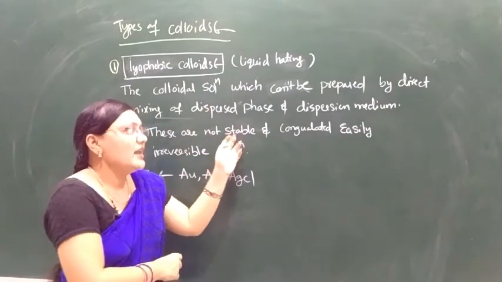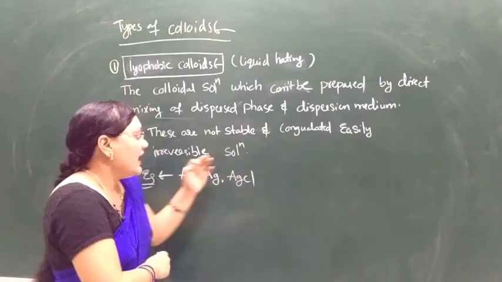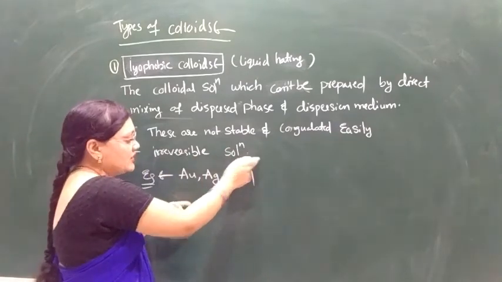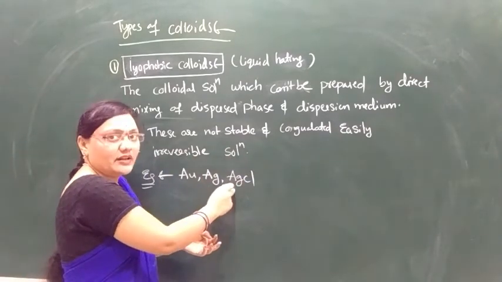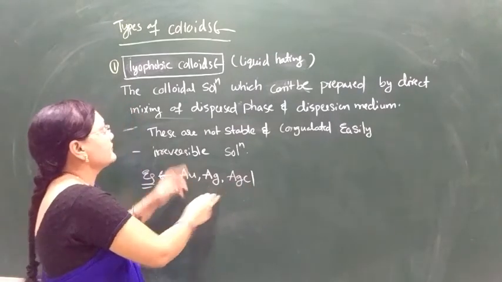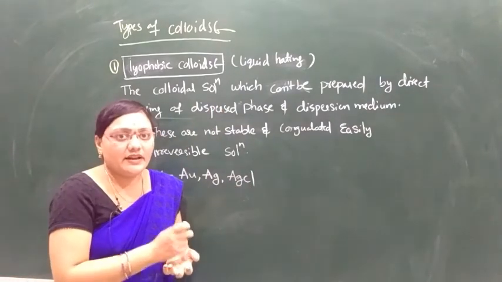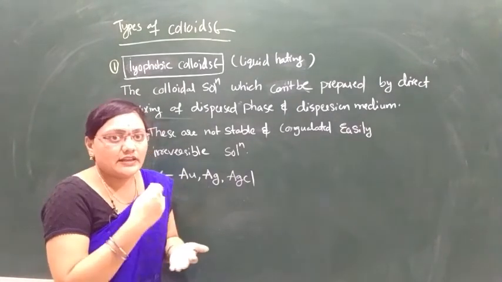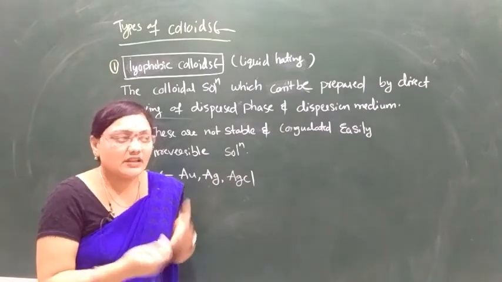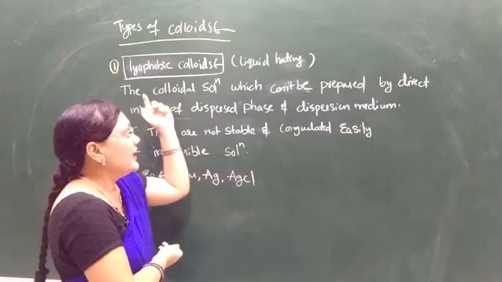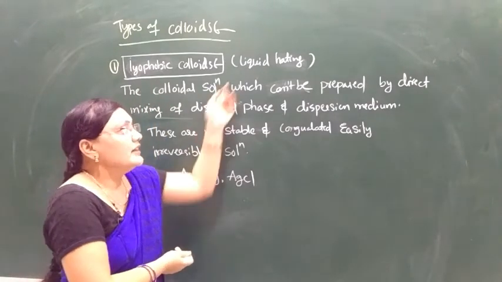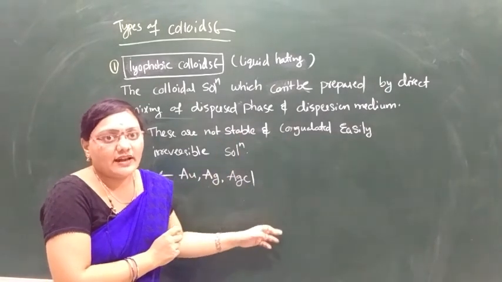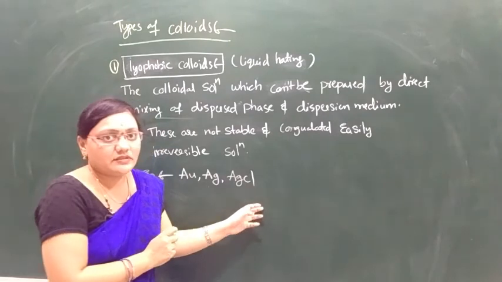They are not stable and are easily coagulated, and they are irreversible solutions. Examples are iron and silver chloride. These are examples of lyophobic colloids. So colloids are of two types: lyophilic colloids, which can be prepared by direct mixing of dispersal phase and dispersion medium, and second, lyophobic, which is liquid hating and cannot be prepared by direct mixing of the dispersal phase and dispersion medium.